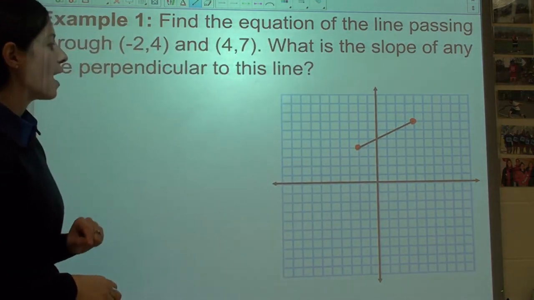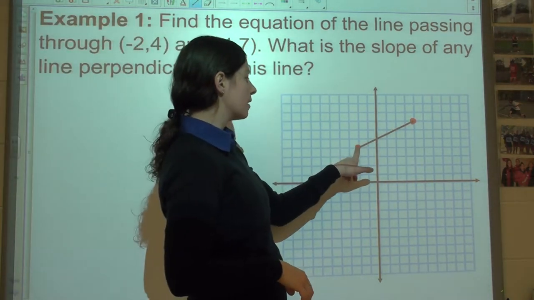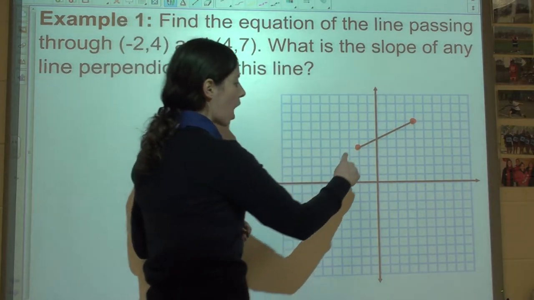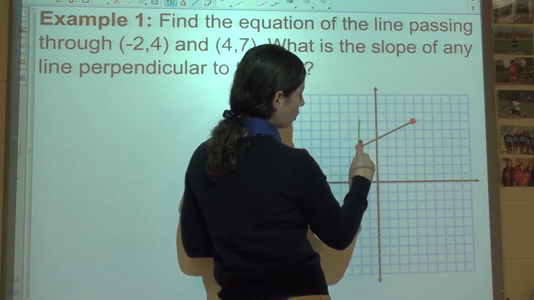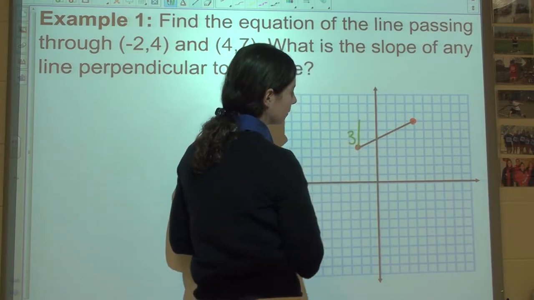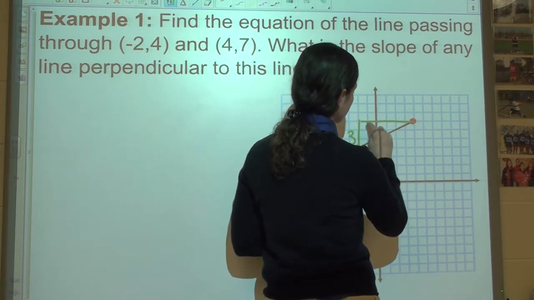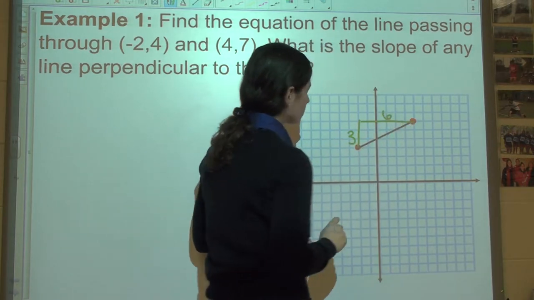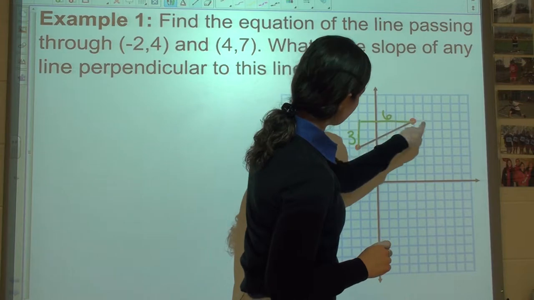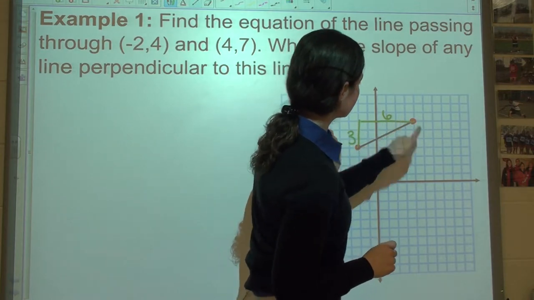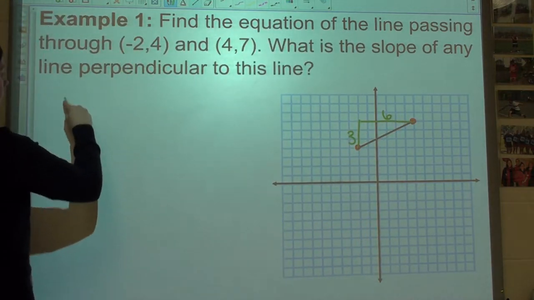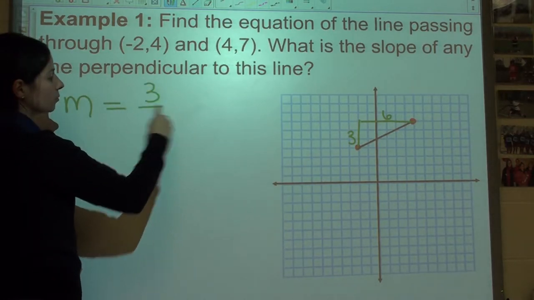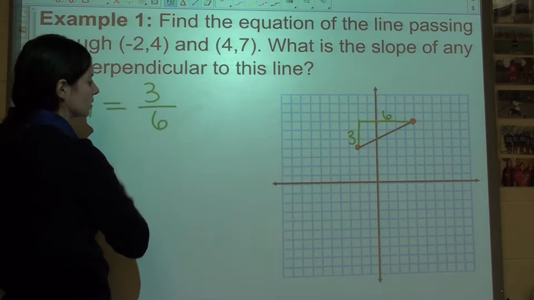So now we need to figure out how I get from this point to this point. I'm going to go up 1, 2, 3, and then I'm going to go right 1, 2, 3, 4, 5, 6. So again, you go up 3 and over 6. So my slope, or my m, is going to be up 3 and then over 6, which reduces to 1/2.